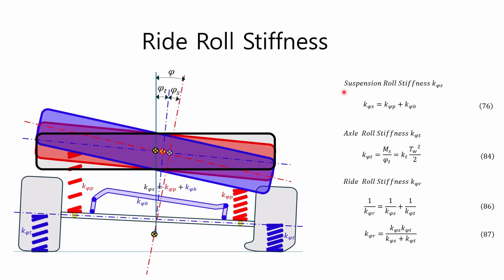The suspension roll stiffness k phi s is obtained by equation 76, and the axle roll stiffness k phi t is obtained by equation 84. As shown in the figure, the suspension roll stiffness k phi s and the axle roll stiffness k phi t are connected in series, not in parallel. Therefore, in order to obtain the ride roll stiffness k phi r that reflects both roll stiffnesses, the serially connected stiffness equation 86 must be used. If the fractional equation of equation 86 is solved for k phi r, equation 87 can be obtained.